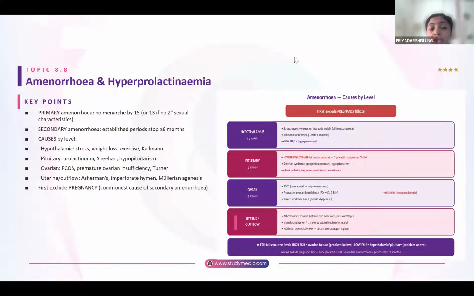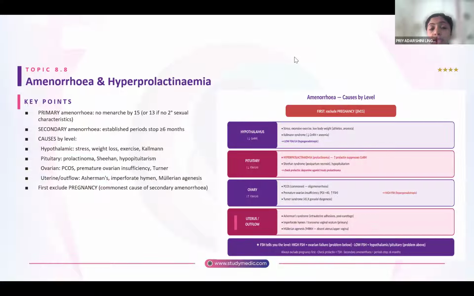First point, most important clinical point here. Any case of amenorrhea, first exclude pregnancy. Let it be even primary amenorrhea. The first thing that you have to rule out is pregnancy. So do a beta HCG test in these women. The second thing will be the causes of amenorrhea.